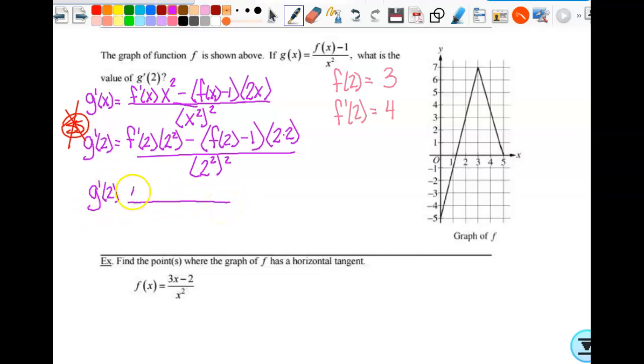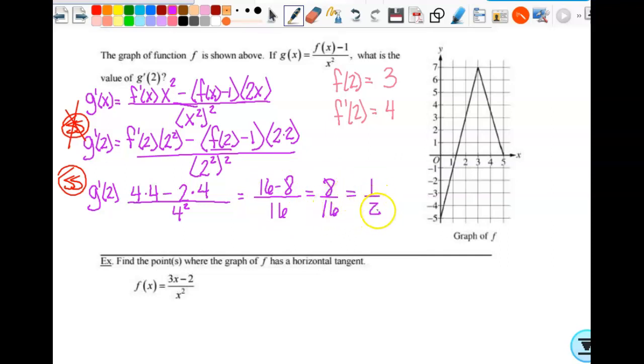F prime of 2 is 4 times 4 minus, then f of 2 is 3, right? And I subtract 1, so that is 2 times 4 over 4 squared, which you could go ahead and make that 16, but I was just, for myself, trying not to do too much at once, because then I'm afraid this would be a safe stop, because I actually evaluated everything. And then when I do this, this is going to be 16 minus 8 over 16, which is 8 over 16, which is 1/2.